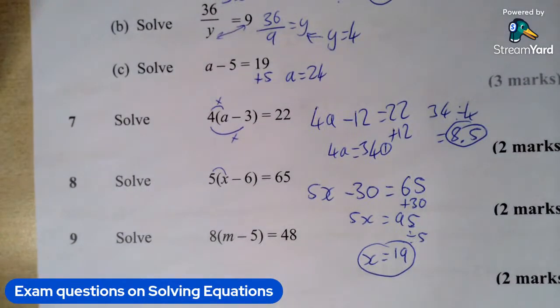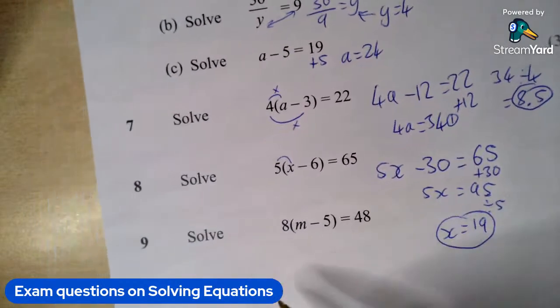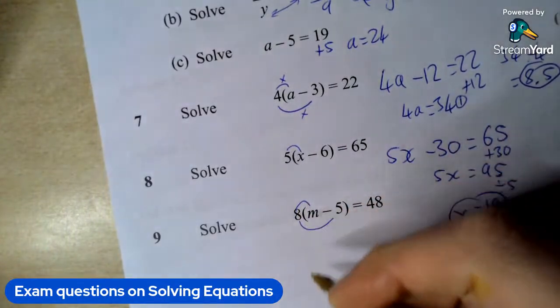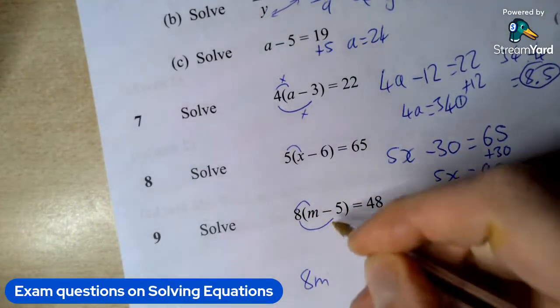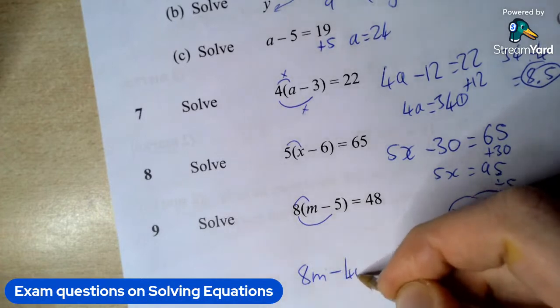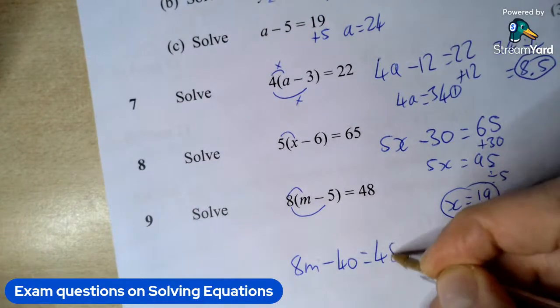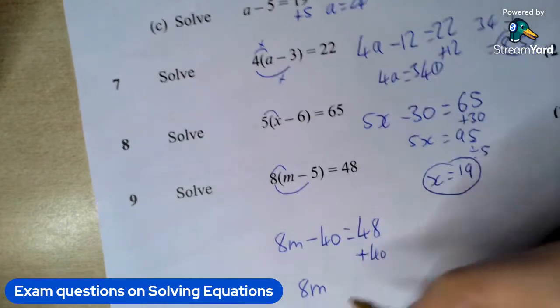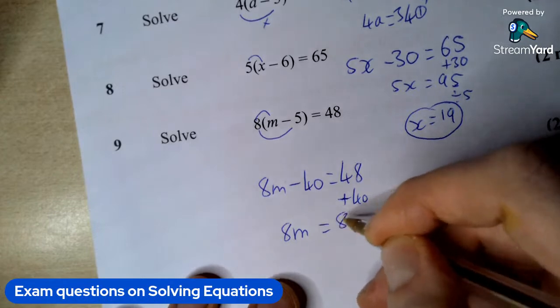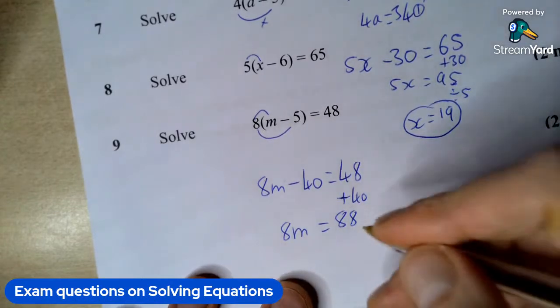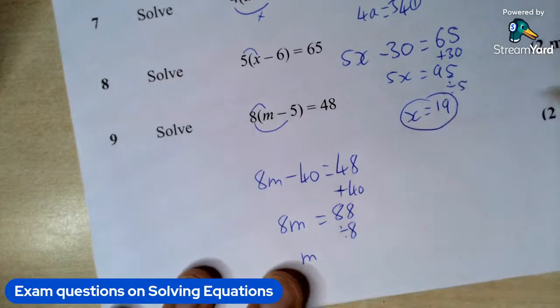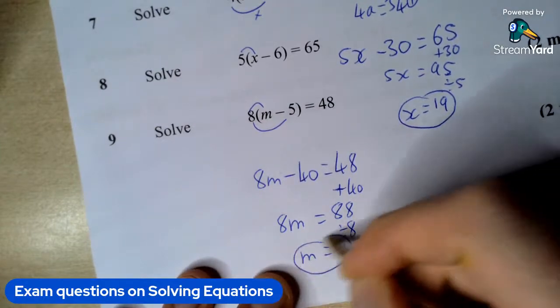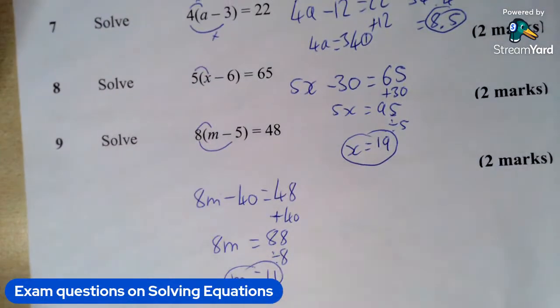Yeah, these are quite straightforward. Just solving equations, 1 step and 2 step. That's all it is in that one. Right then, next one. Same again, similar type of question. 8 times m is 8m. 8 times minus 5 is minus 40, and that equals 48. You add 40 onto 48, so 8m equals 88. Then you divide by 8, so m equals 11.